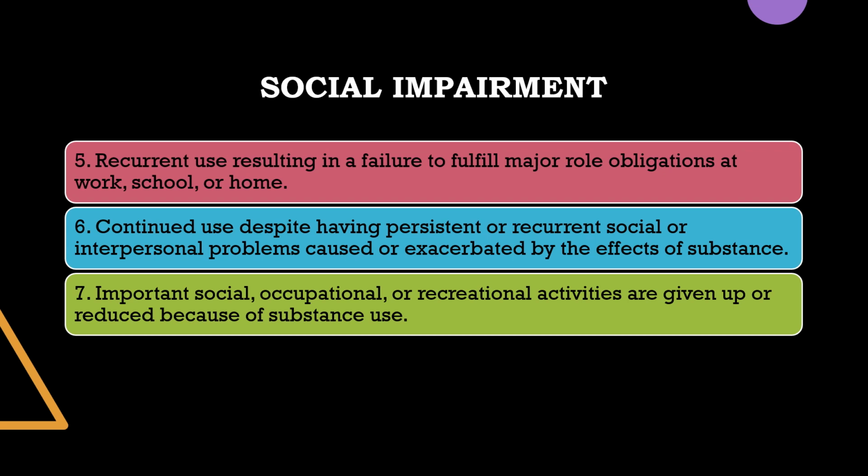Number six, continued use despite having persistent or recurrent social or interpersonal problems caused or exacerbated by the effects of substance. So at this point, the use has become so invasive that it is directly impairing your social relationships to a noticeable effect, even sometimes by an outsider. And you still continue to use despite you knowing that it has this impact.